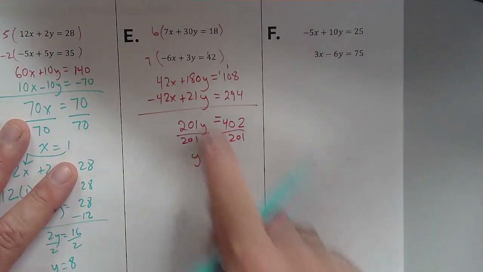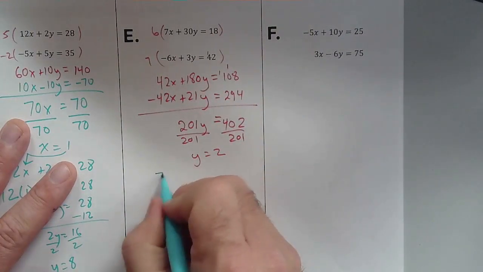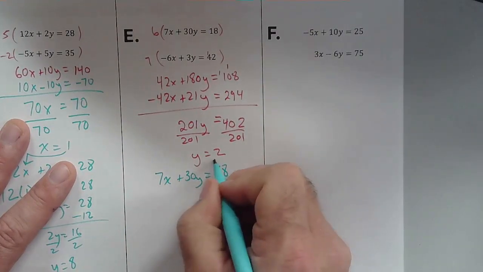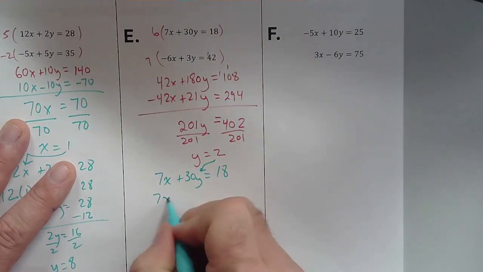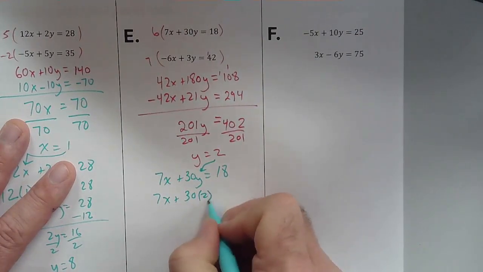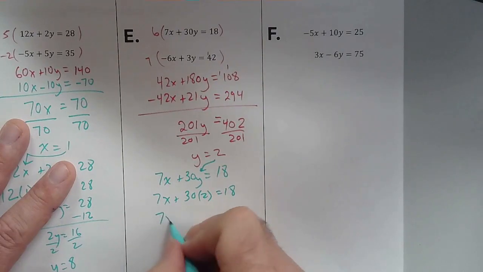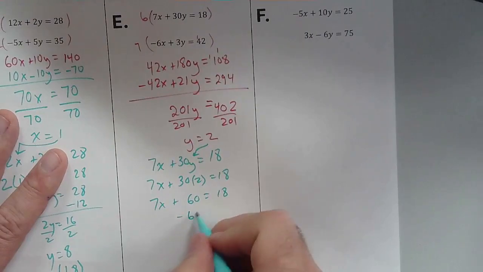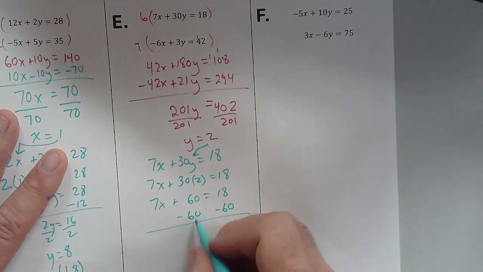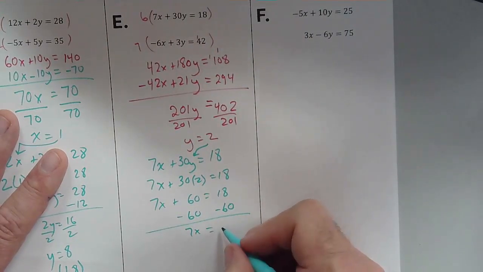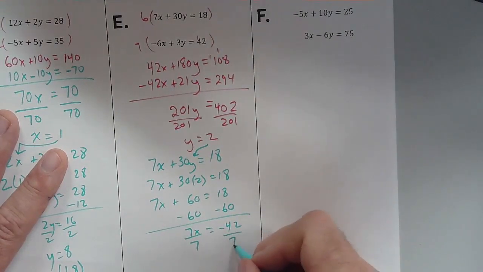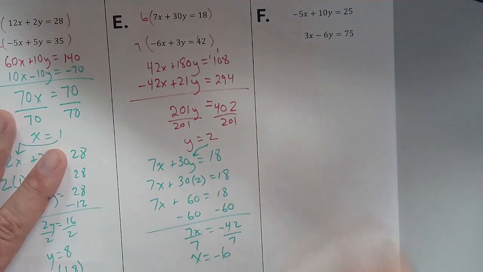That's not good. Let's use the first equation. There's a lot of positives in the first equation. 7x plus, we could do that for both if we need to. Put that right there. 7x plus 30 times 2 equals 18. 7x plus 60 equals 18. Minus 60, minus 60. 7x equals negative 42. Divide by 7, divide by 7. X equals negative 6, and that's what I had. Boom.